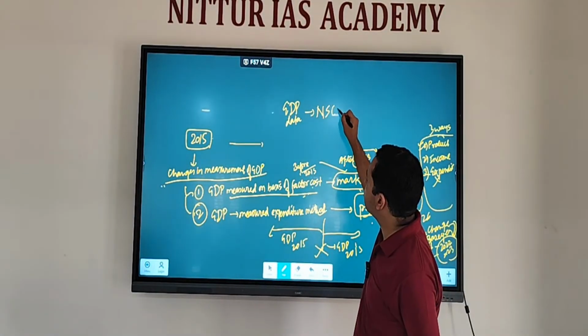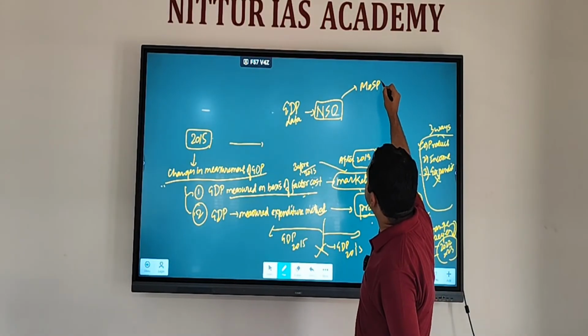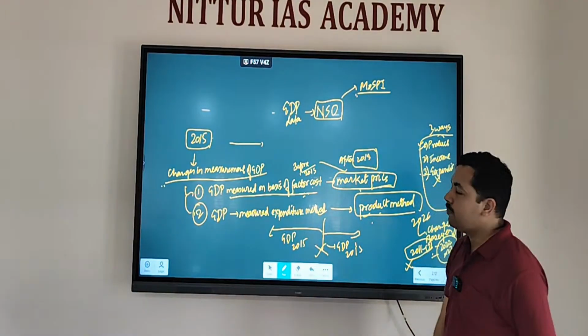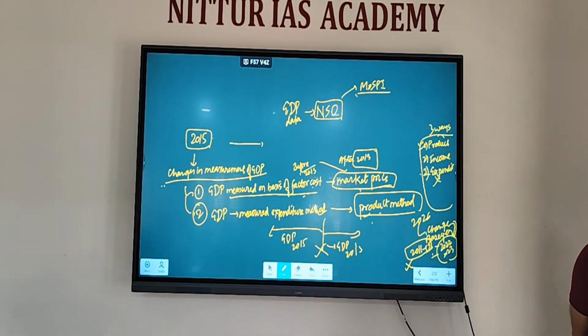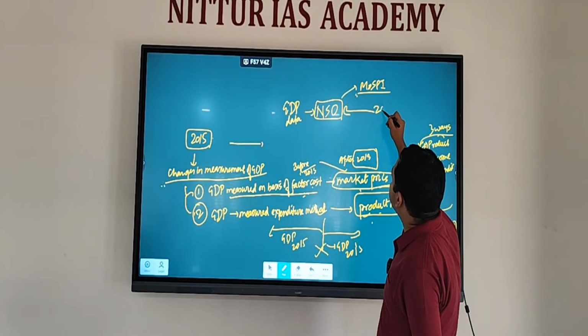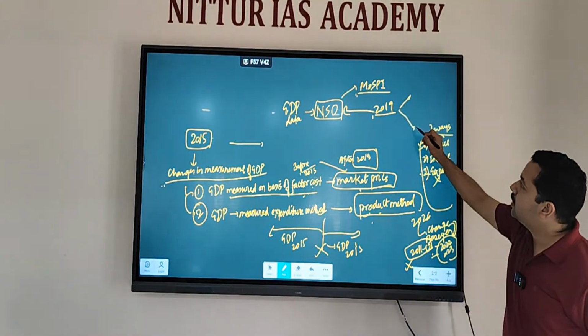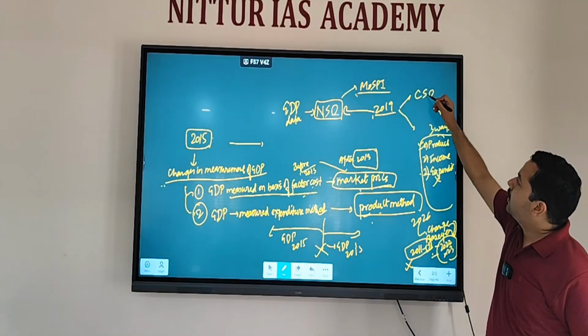Okay, National Statistical Office. We discussed that it works under MOSPI, the Ministry of Statistics and Programme Implementation. Now remember, NSO was created in 2019 onwards. Before that, you had two bodies, CSO and NSSO.